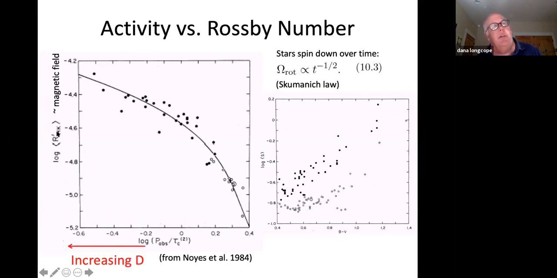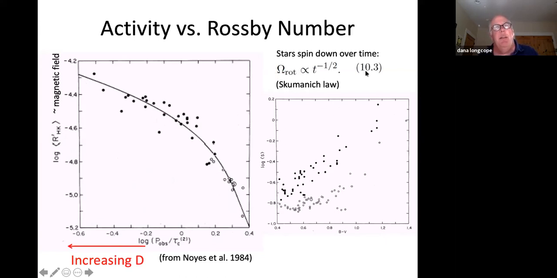It has to do with observing the calcium H and K lines. But you can see in this curve that as the dynamo number increases, the activity, the magnetic field you observe, increases as well. So the Rossby number decreases, the magnetic activity increases. And I should also point out that the rotation, this is brought up in a later chapter.